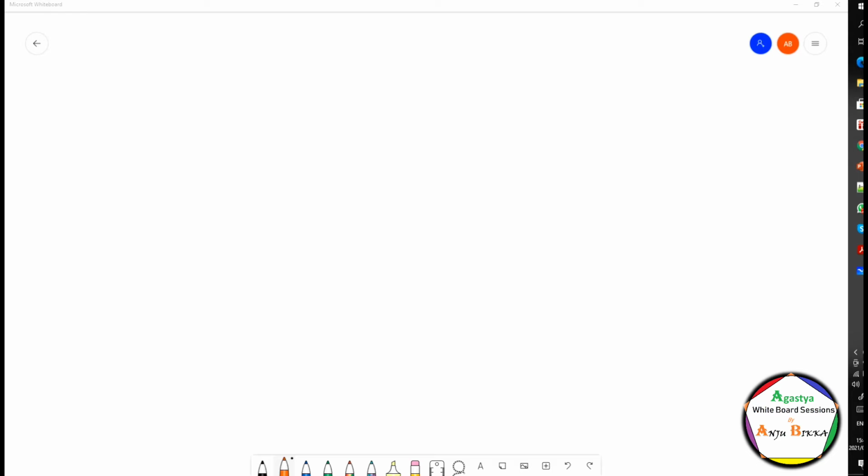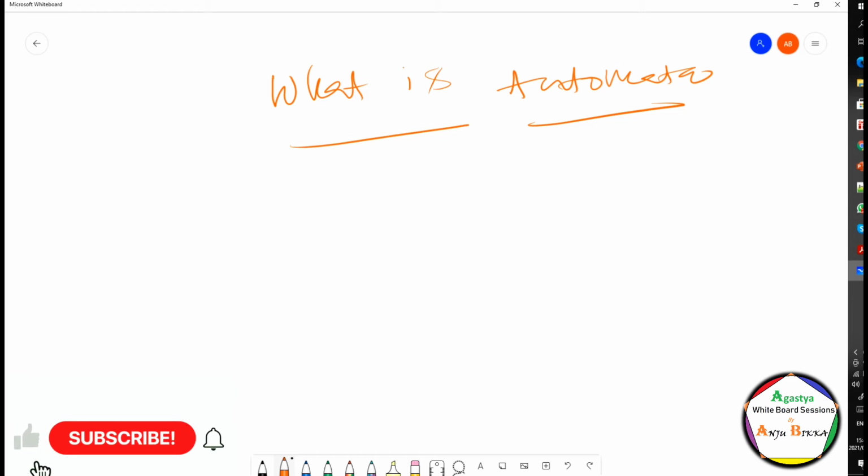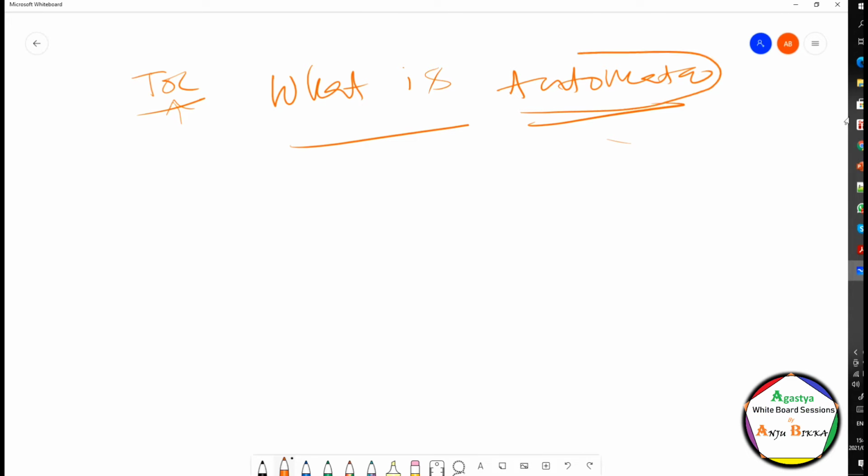Today, we are going to elaborate what is automata. When we're talking about TOC, theory of computation, the basis for the theory of computation is automata. What is automata?